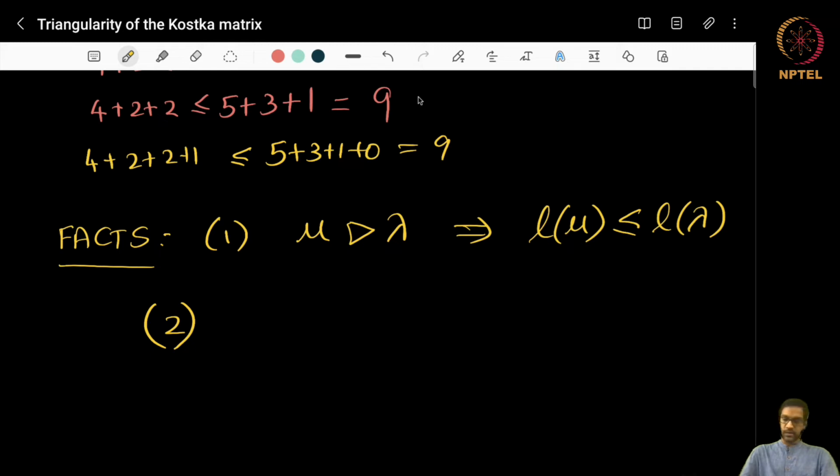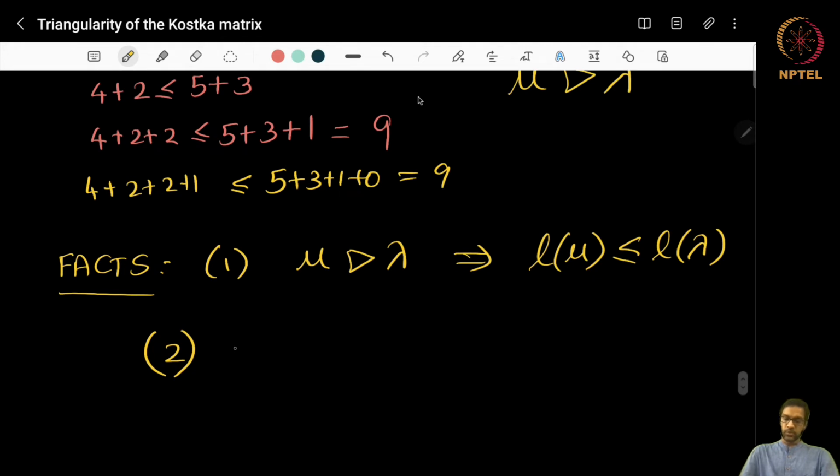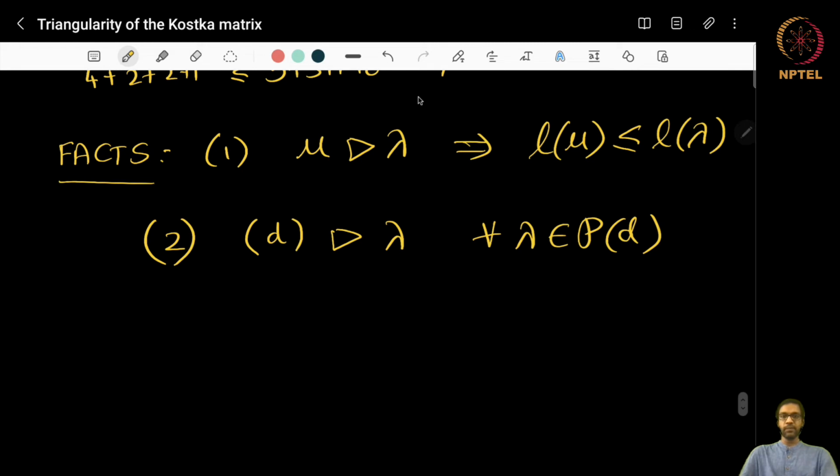Fact 2 is about the partitions. I assume throughout that they are both partitions of D. So there are two obvious partitions. One of them is just the partition D, which is bigger than lambda for all lambda partitions of D. So this is the maximal guy, D, a single part D. Why? Definition. Mu gets exhausted just in the first step, and therefore it beats every partial sum of lambda.